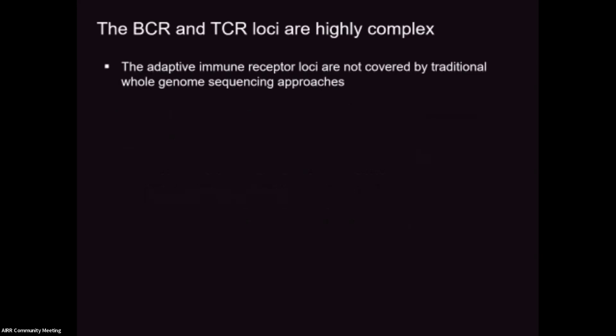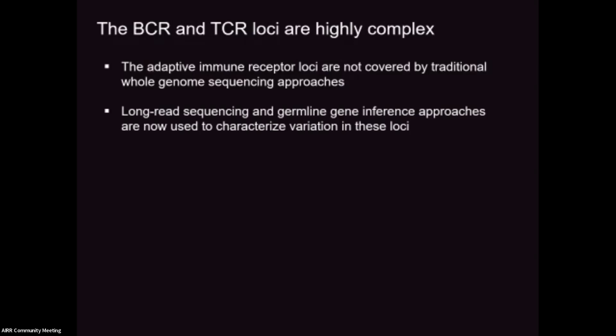I think everyone here knows that these loci are extremely difficult to capture by the traditional sequencing methods. There is a lot of repetitive elements. There are pseudogenes. You really do not get any coverage with short read traditional sequencing approaches. And you cannot identify alleles based on SNP data alone. So at the moment, there are several efforts in this community using either long read sequencing or germline gene inference, and ideally a combination of these two, to characterize variation in BCR and TCR loci. And I think this is going to be very important for understanding how we all differ.